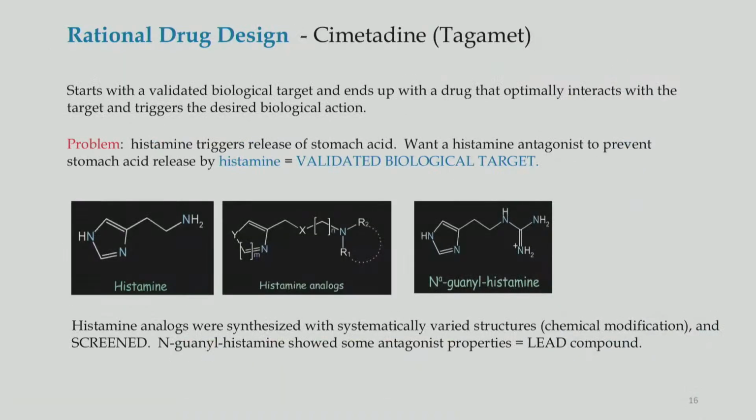And traditional drug design here starts with a validated biological target and ends up with a drug that optimally interacts with the target and triggers the desired biology. So here, if you look at the problem statement, histamine triggers the release of stomach acid. So if you want to design inhibitors that suppress stomach acid, you can go with an antagonist which is similar to histamine. Here they synthesized some analogs closely related to the histamine molecule, so obviously they can suppress the release of stomach acid.